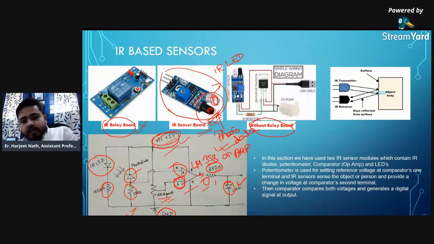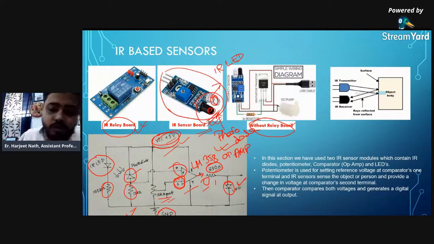Now these IR based sensors, you could see in front of you. As I have said, you have this photodiode, and this is the IR transmitter, and this is the potentiometer, which you can actually manipulate. And then you have a series of resistors over here. These are the resistors, and the LM358 OP AMP is nothing but this black one over here.